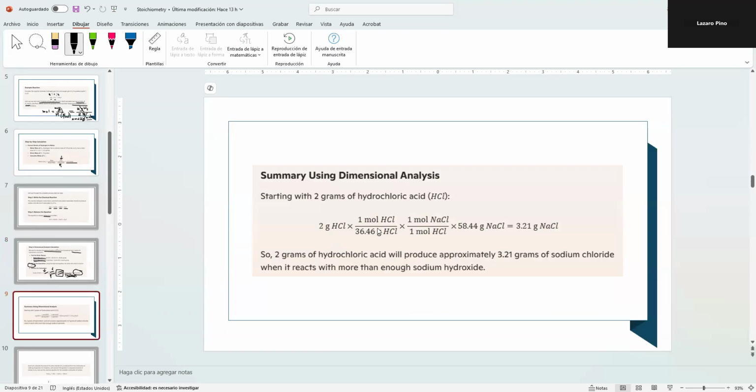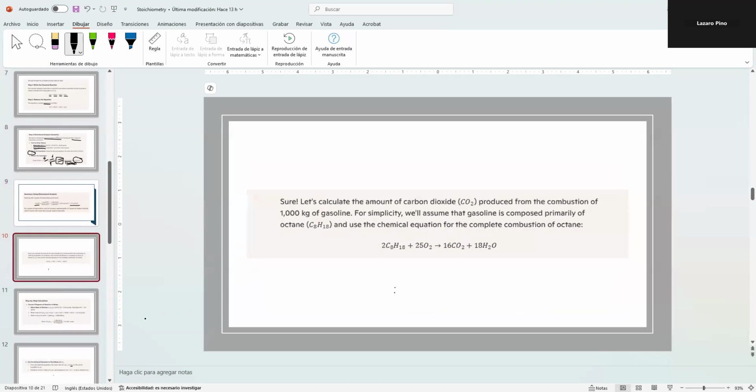So here you have that from 2 grams of hydrochloric acid, you can get 3 times 21 grams of sodium chloride. Well, here we have gasoline. When gasoline reacts with oxygen, you produce carbon dioxide and water. The equation is already balanced.